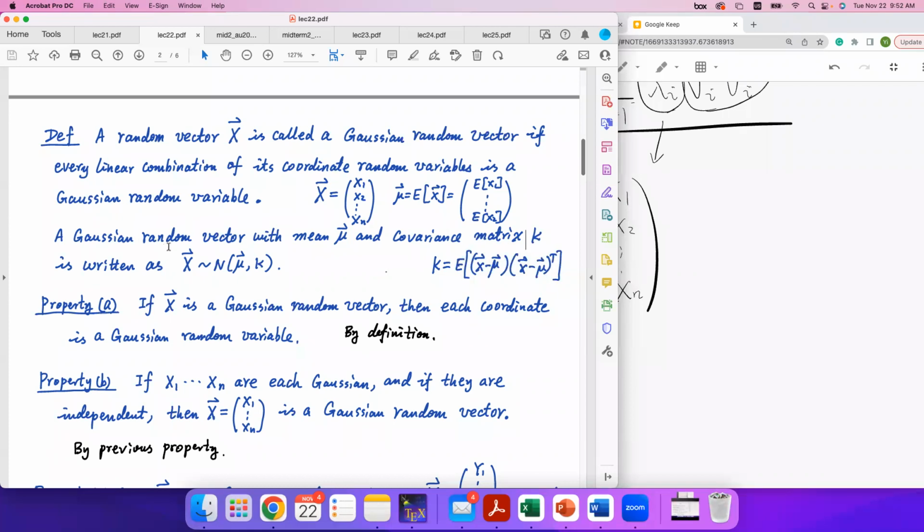So for a Gaussian random vector, we write capital N, which stands for normal distribution, N of mu and K. Now this mu is the mean, and K is the autocovariance matrix. This is exactly the same as the one-dimensional Gaussian random variable case, except that these are numbers, scalars, in the one-dimensional case. But in higher dimension, mu becomes a mean vector, and the variance becomes this autocovariance matrix.